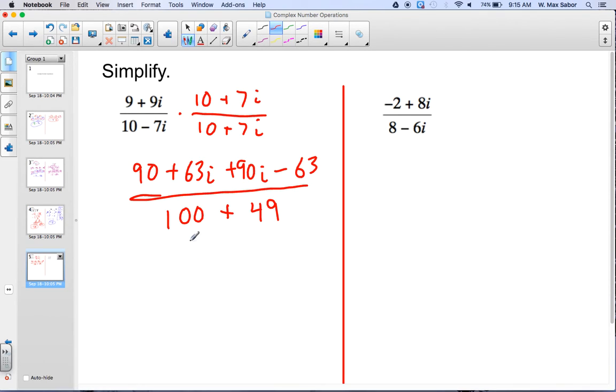So we have 90 minus 63 is 27. 63i plus 90i is 153i. And that's all over 149.